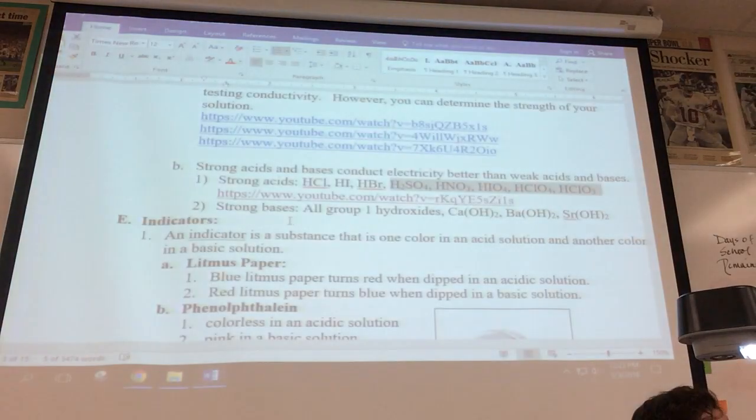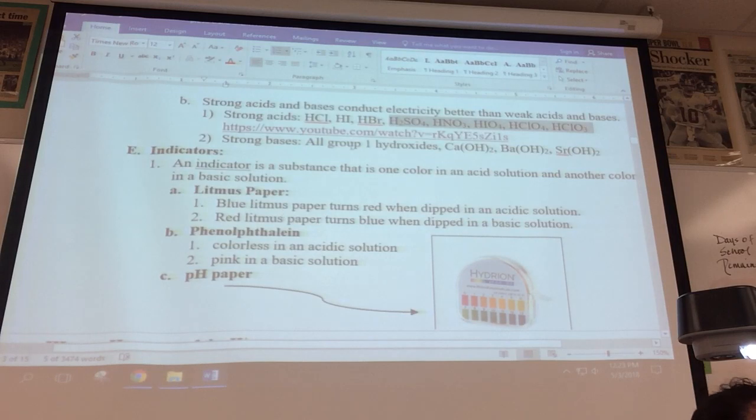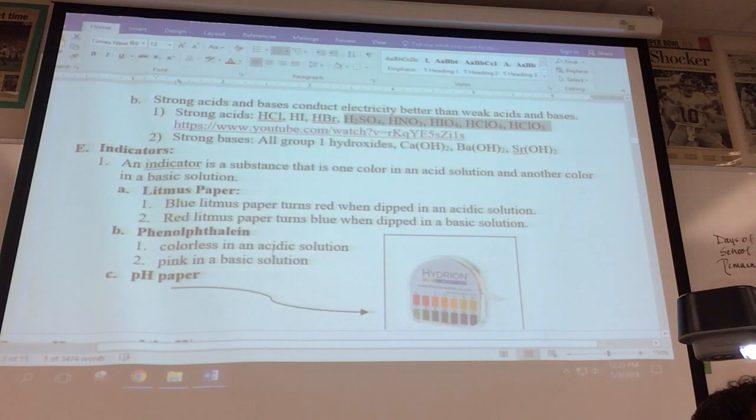In regard to indicators, an indicator is a substance that's one color in an acid and a different color in a base. And there are many different indicators that you can use. Some of you probably have used litmus paper previously. And litmus paper is either blue or red.